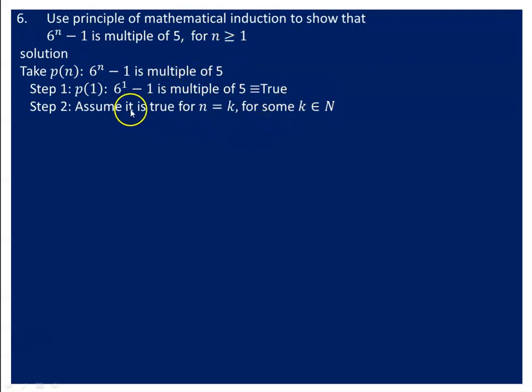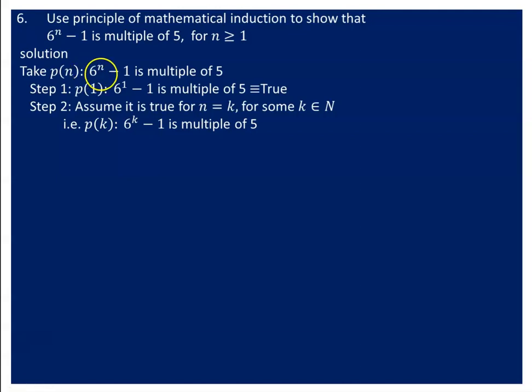So we have assumed here that it is true for n is equal to k. If it is true for n is equal to k, just substitute k in place of n here. So we now have p of k. So p of k is going to be 6^k minus 1 is a multiple of 5. You simply substitute k in place of n. Nothing else is done.